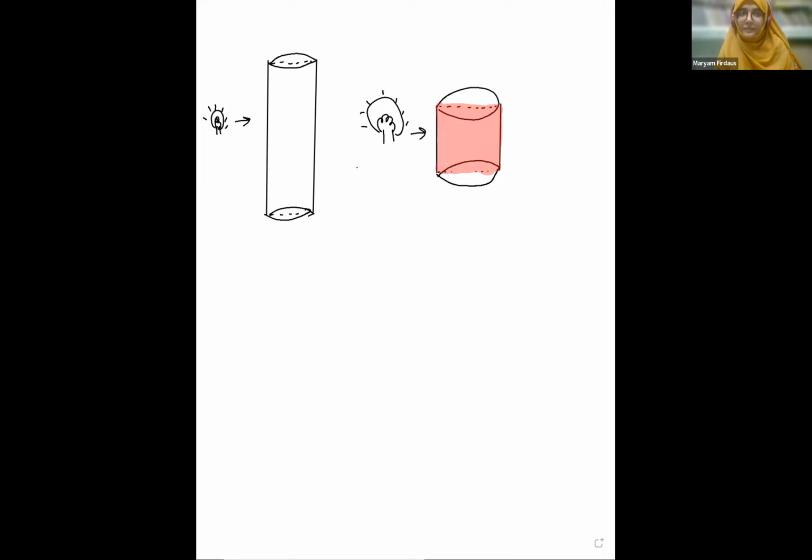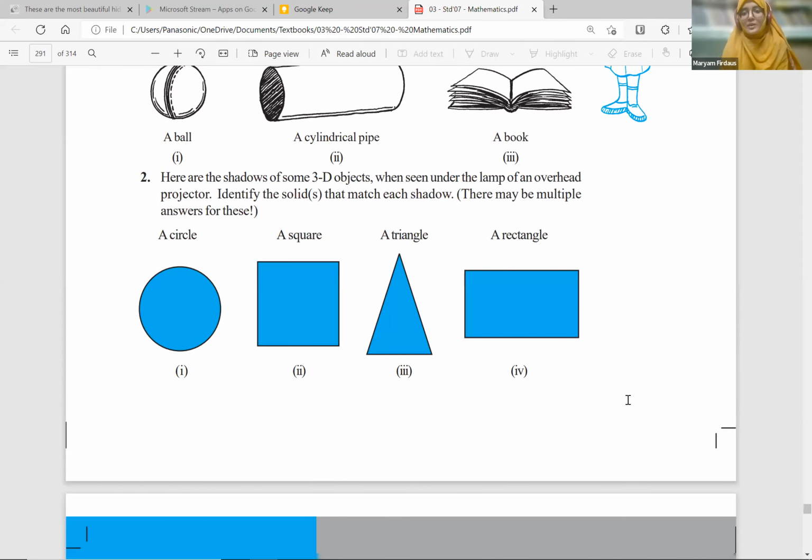Understood? Yeah. So now tell me what all were the answers in the case of the second one. In the case of a square shadow, what all could have been the shape of the 3D objects? Number one, cube, cuboid, and cylinder. Very good.